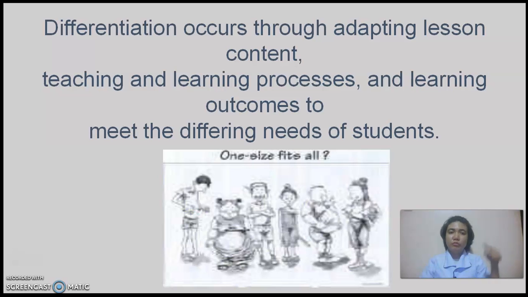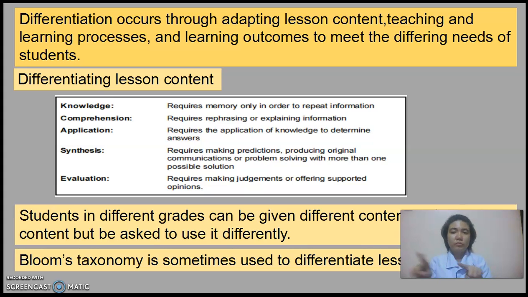It is important to remember that differentiation occurs through adapting lesson content, teaching and learning processes, and learning outcomes to meet the different needs of students. So let us differentiate lesson content. Students in different grades can be given different content or the same content but be asked to use it differently. Bloom's taxonomy is sometimes used to differentiate lesson content.